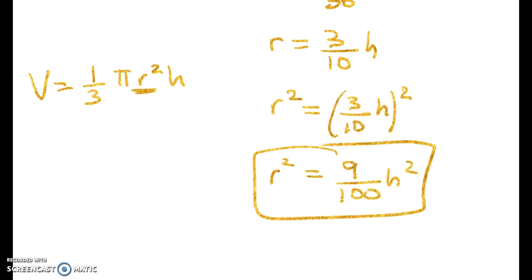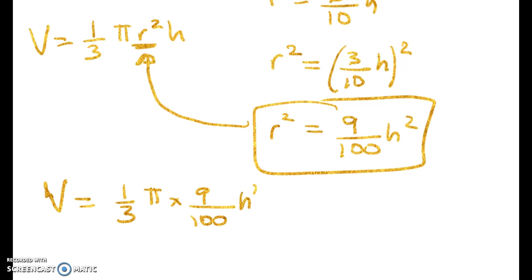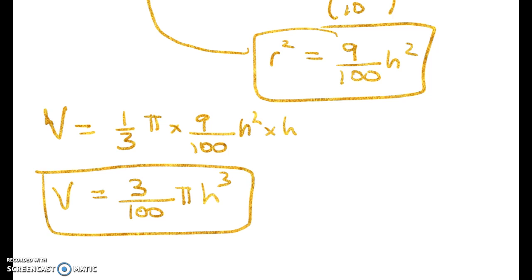Right, I'm going to take this and substitute it in here, giving me V equals 1/3 pi times 9/100 h squared times h, which simplifies to 3/100 pi h cubed. So the problem just got a whole lot easier.